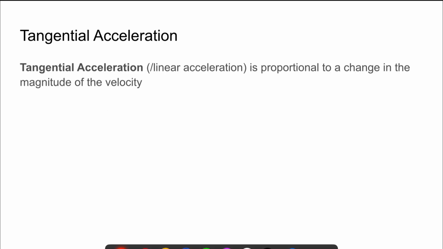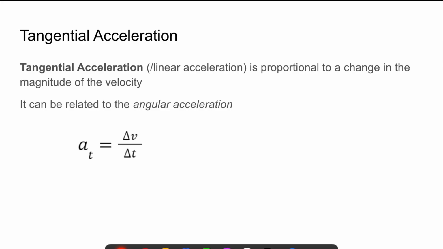So tangential acceleration, or the linear acceleration we get from an angularly accelerated wheel that is moving an object in a linear fashion, is proportional to a change in the magnitude of the velocity. So let's figure out how to relate a tangential acceleration to angular acceleration.